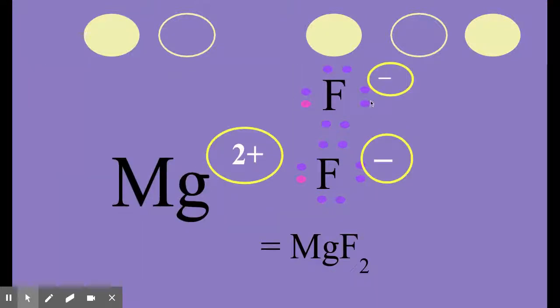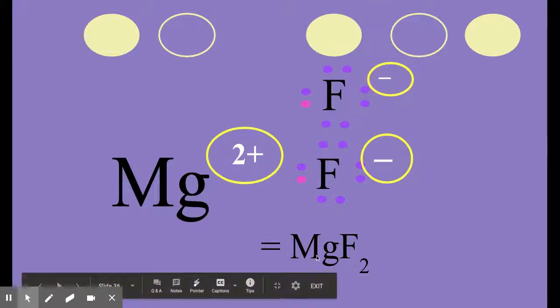So that being said, it needed to bond with 2 other fluorines. That's where we get this notation down here. So you had 1 magnesium and it's bonded with 2 fluorines. The subscript of the 2 only applies to fluorine, and that's indicating that there's 2 fluorines bonded with this magnesium.